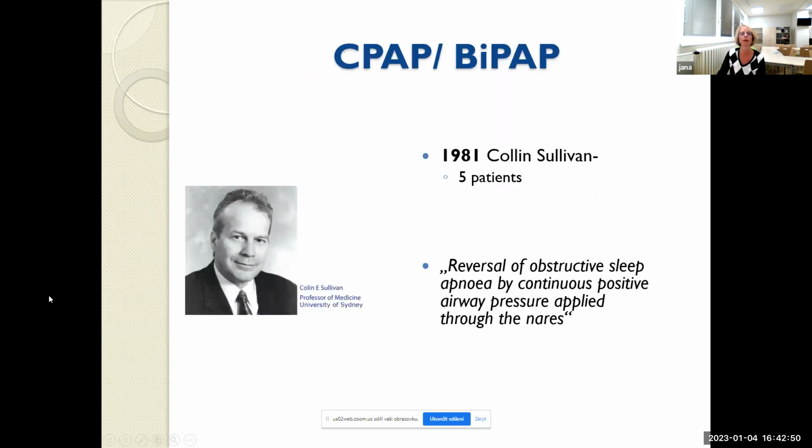Let's move on. I've mentioned CPAP and BPAP, continuous positive airway pressure and also bilevel positive airway pressure. It was invented by Colin Sullivan in 1981. So you can see it is not a very old treatment. It is quite young in comparison with other types of treatments. And yes, it is very effective, and we love to use it.